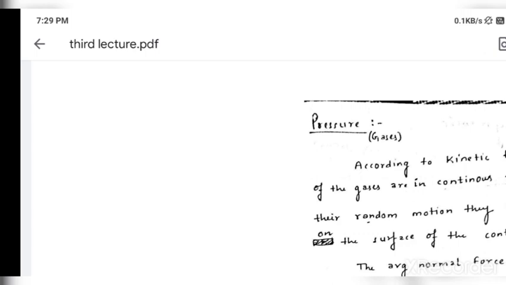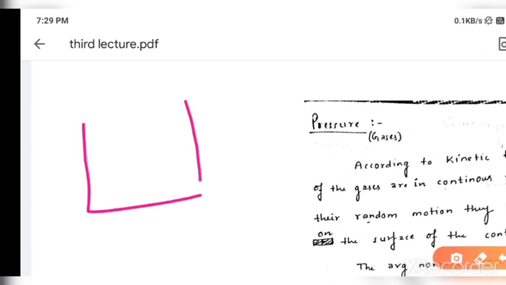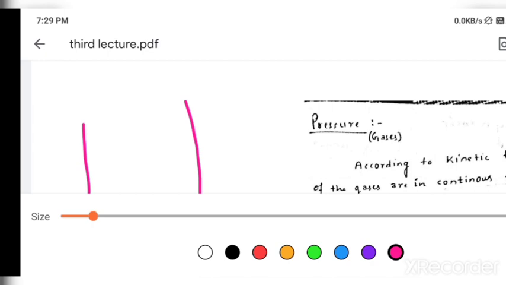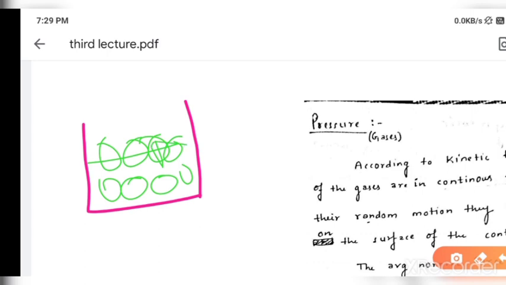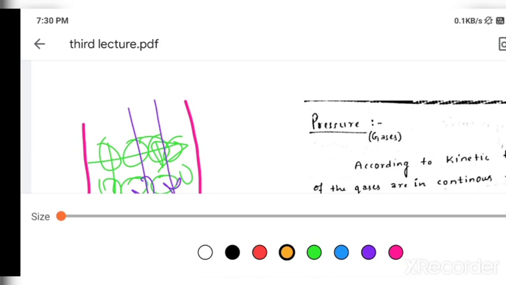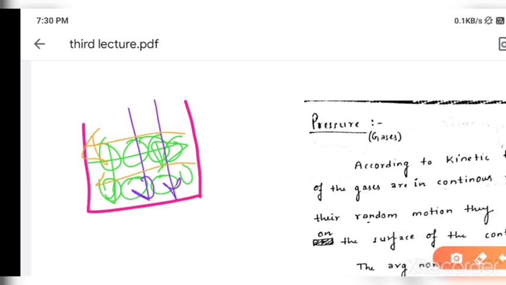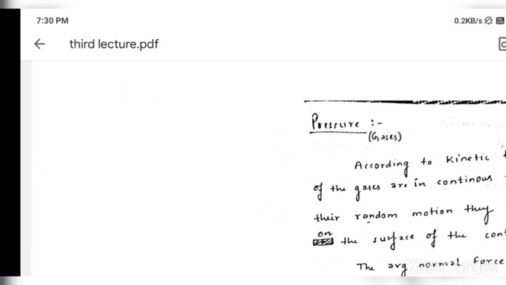So here is a container and a whole lot of molecules of gases like this. So the average randomness comes in this direction, this direction, or any direction. All are experiencing some pressure on the wall of the container. So I think this is understandable.